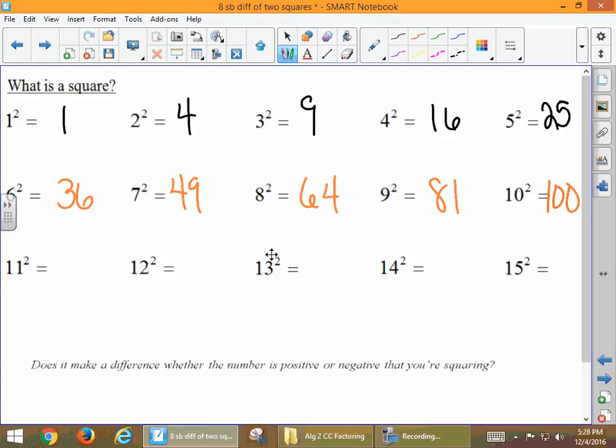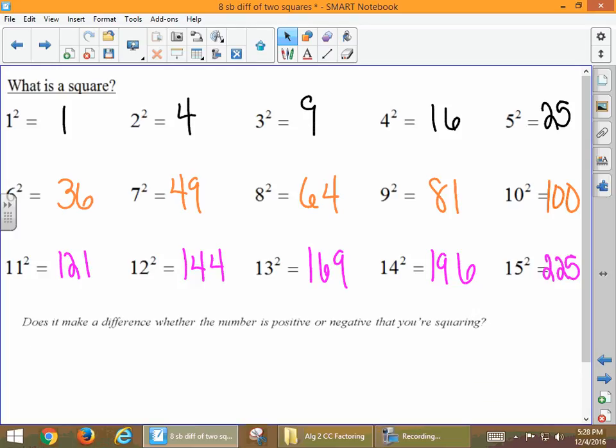11 squared is 11 times 11, which is 121. 12 squared is 12 times 12, which is 144. 13 squared is 13 times 13, which is 169. 14 squared is 14 times 14, which is 196. And 15 squared is 15 times 15, which is 225. And some of those you probably remember from our quick recalls earlier in the year.